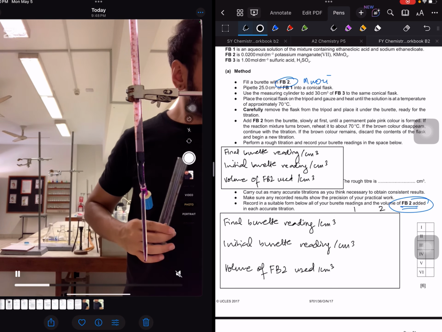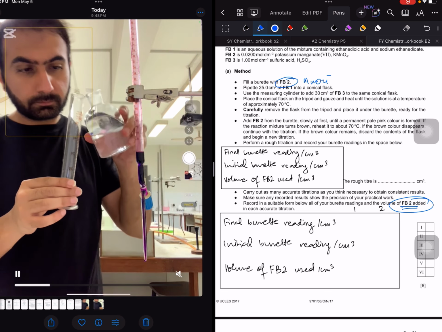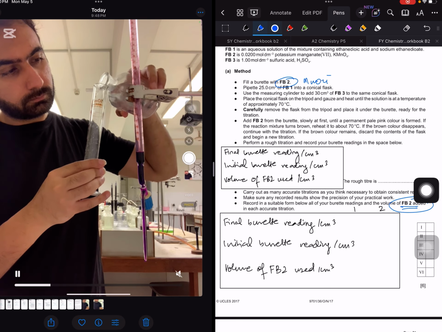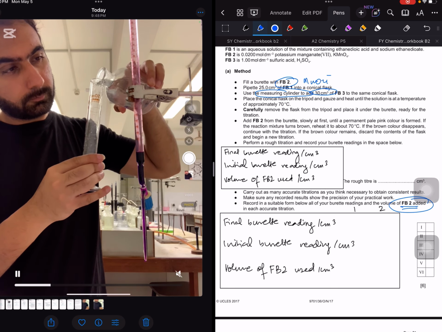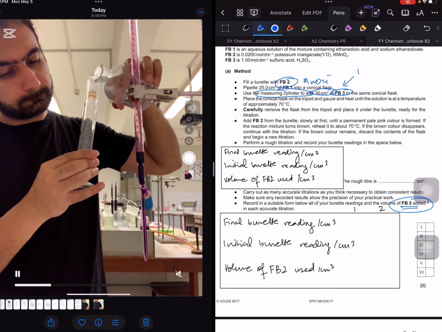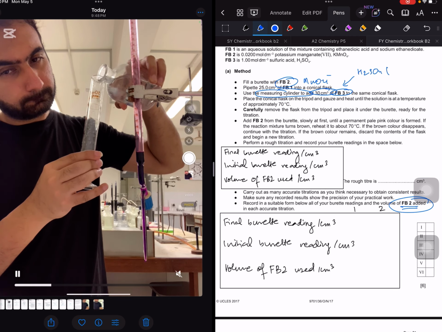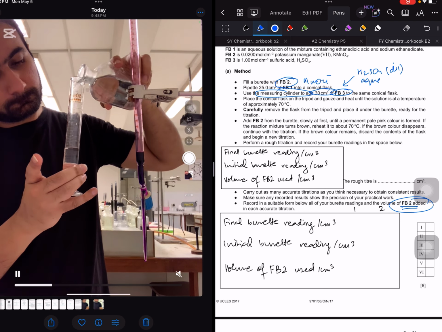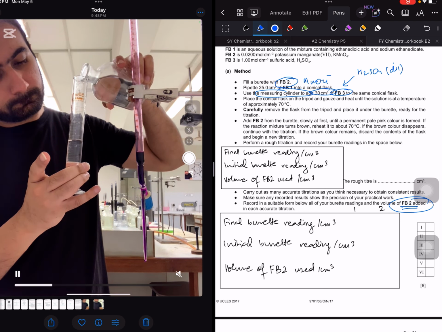Now I'm going to be taking the measuring cylinder. They have mentioned this. You can see that. Use a measuring cylinder to add 30 cm cube of FB3. FB3 was sulfuric acid diluted. The reason was to provide aqueous medium. Not just aqueous medium, sorry, acidic medium.